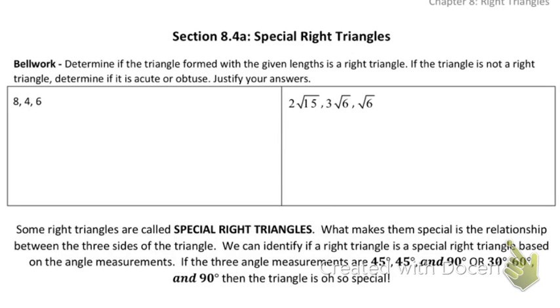The bigger side is all by itself because it's c squared, and it's a squared and b squared. So with this one, we have 2 square root of 15, 3 square root of 6, and square root of 6. What's one way I could just figure out which is bigger?